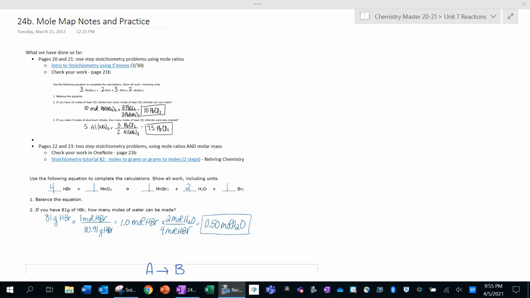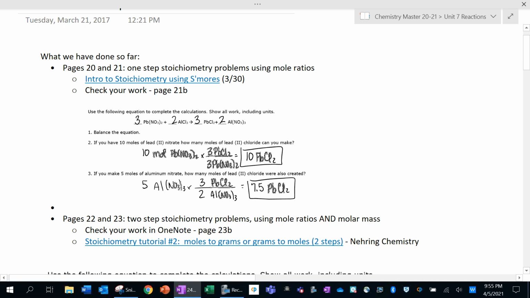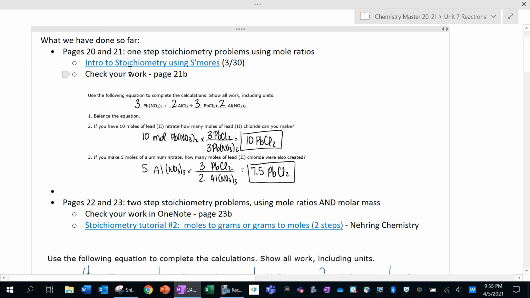And what you should do today is look at page 24, which says some mole map notes and practice. If you take a look at this page, we start out with a review at the top of what we have done so far. On pages 20 and 21, we did some one-step stoichiometry problems using mole ratios. If you are looking at your copy of page 24, you can click on this link right here to take you to that lesson reviewing the concept.